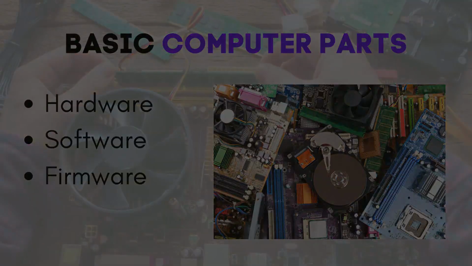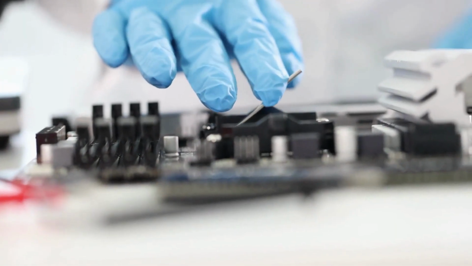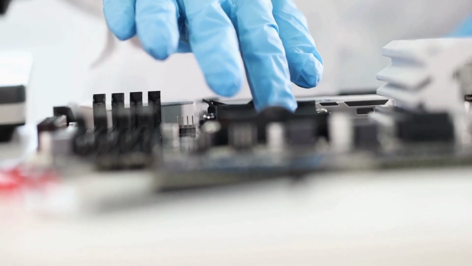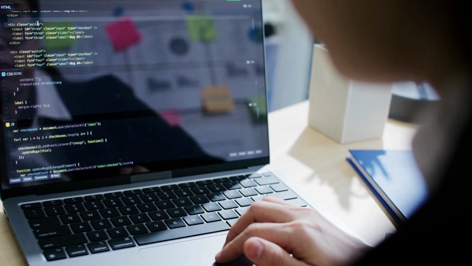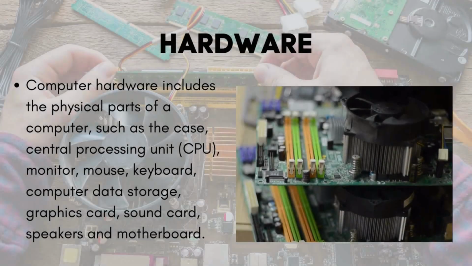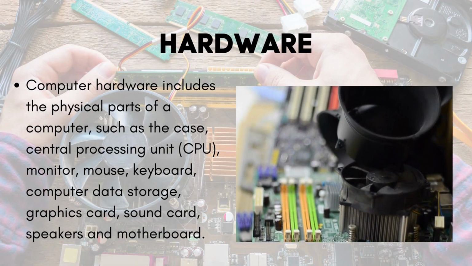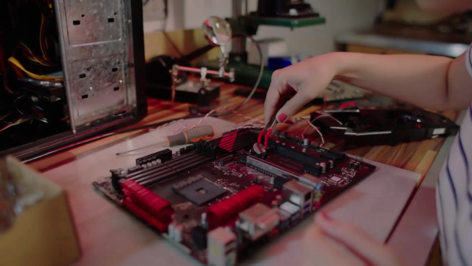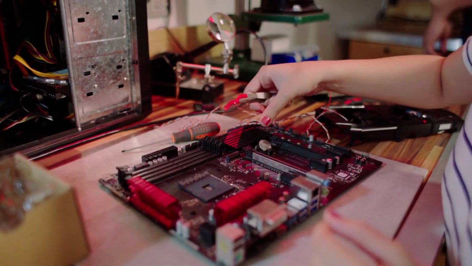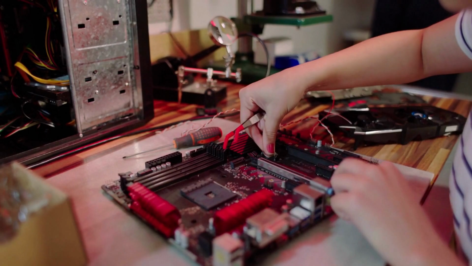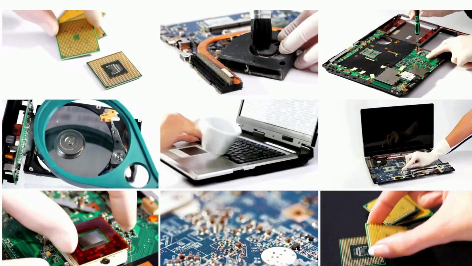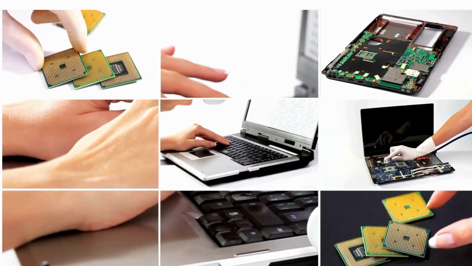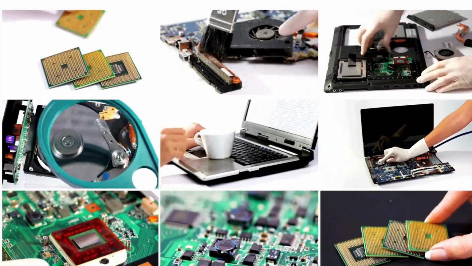Basic computer parts. Hardware and software are mutually dependent on each other. Both of them must work together to make a computer produce useful output. Computer hardware is the collection of physical elements that constitutes a computer system. Computer hardware is the physical parts or components of a computer, such as the monitor, mouse, keyboard, computer data storage, hard disk drive, graphic cards, sound cards, memory, motherboard, and so on.